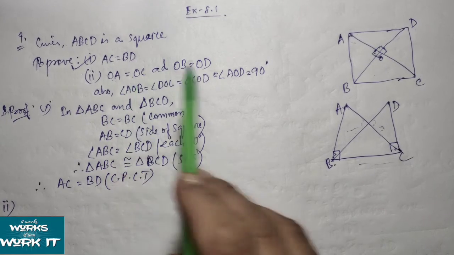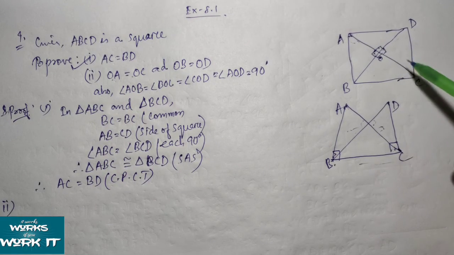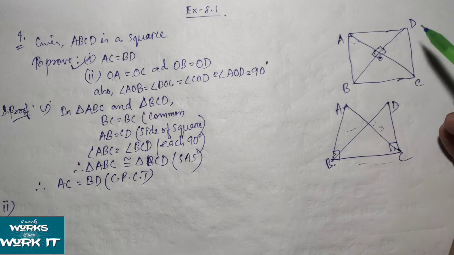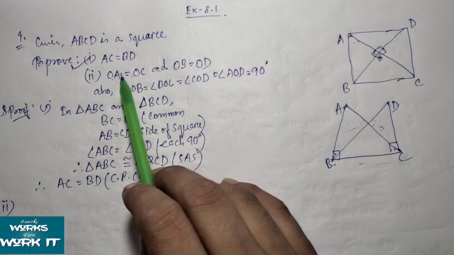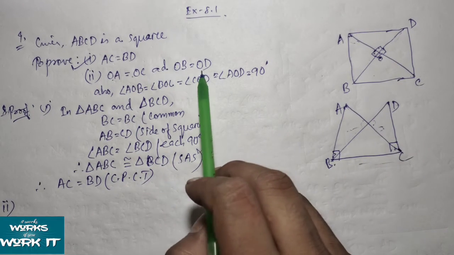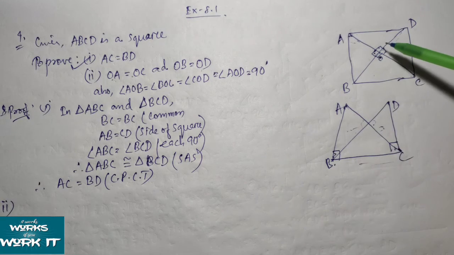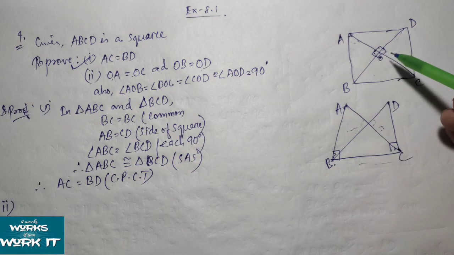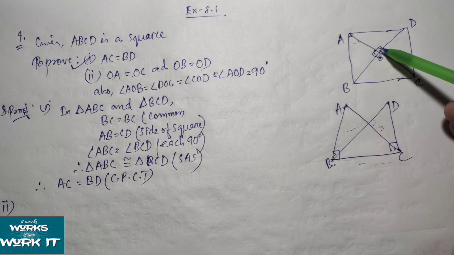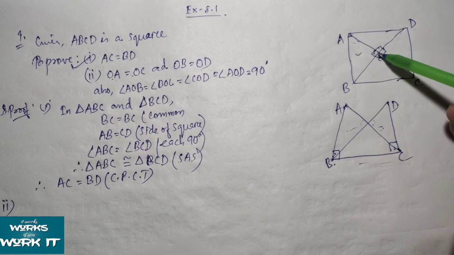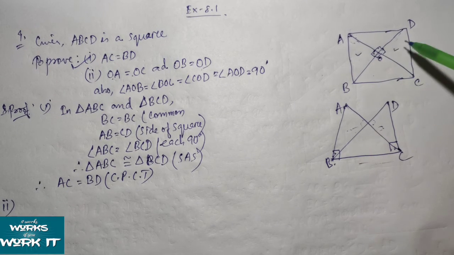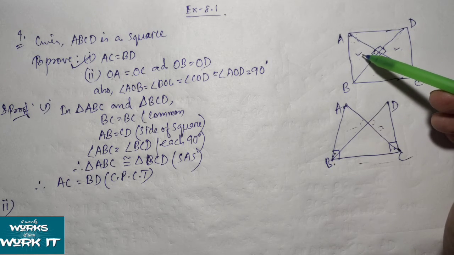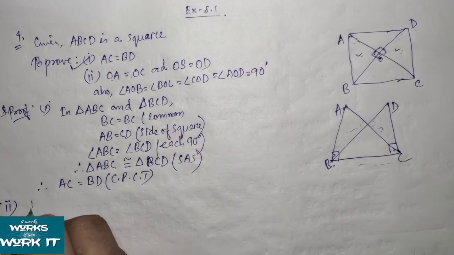OA is equal to OC, and OB is equal to OD. Again we need to show two triangles congruent so that I can show these sides are equal to each other. Let me see under which triangles these sides come. If you see nicely in the diagram, OA and OB are from this triangle, OC and OD are from this triangle. So I will take these two triangles.